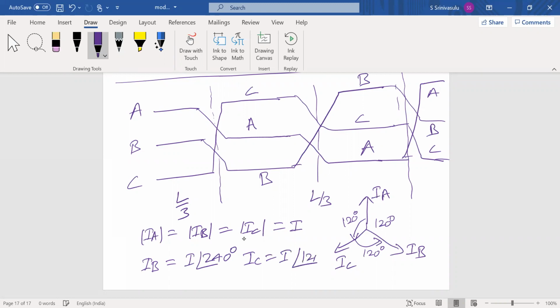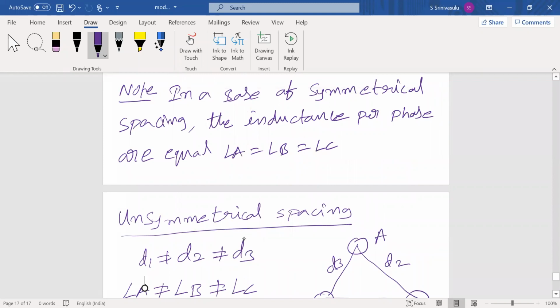If you take IA as the reference, in the anti-clockwise direction the IC phase is at 120 degrees. In the anti-clockwise direction, IB is at 120 plus 120, that is 240 degrees. Therefore, IB equals I at an angle of 240, IC equals I at an angle of 120, and IA, taking it as the reference, equals I at an angle of 0 degrees. This is when the current in the system is balanced. Okay, we can represent it like that.